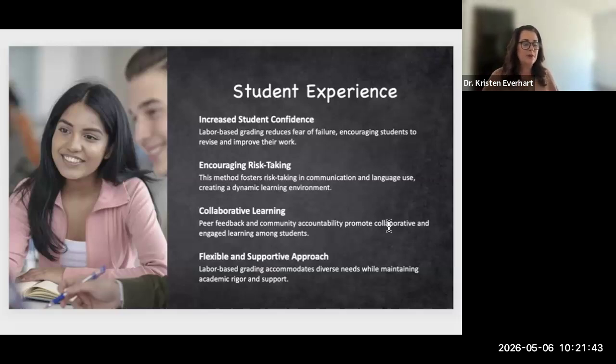Collaborative learning, so peer feedback was more consistent and more supportive between students. I also opened up more peer review instead of all revise and resubmit, having peer review ahead of time on assignments, and then flexible and supportive. So they felt that it really helped them meet the demands of their schedule better and be able to work the class around that.